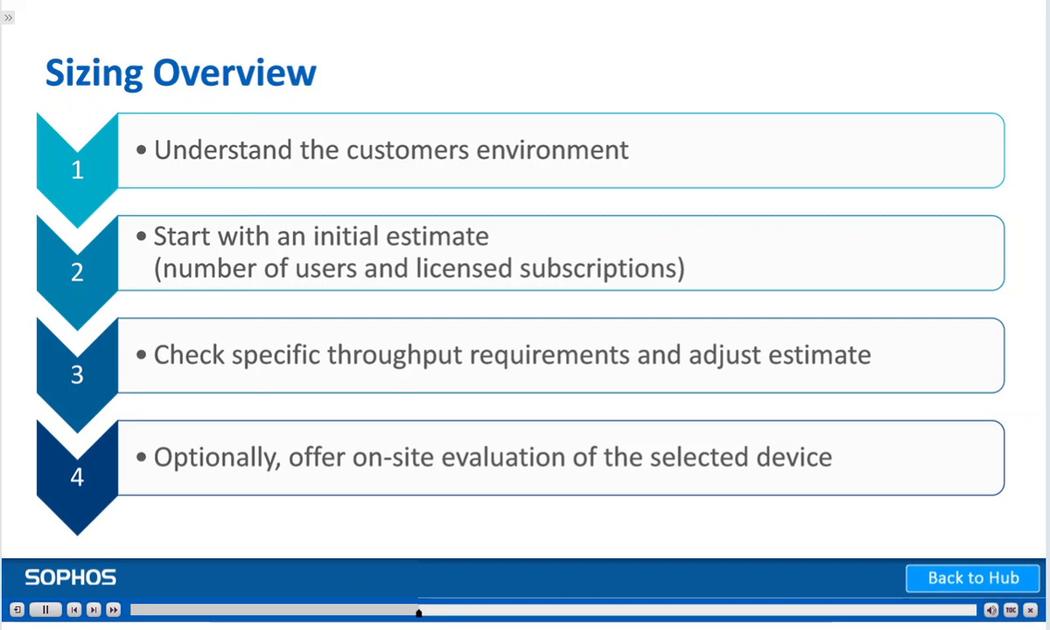There are 4 steps to effectively sizing hardware applications. Understand the customer's environment, including user behavior, application usage, and the network and server infrastructure. Starting with the number of users to be protected by the device, the subscriptions licensed, and the information gathered about the customer's environment, derive an initial estimate. Check for any specific throughput requirements and compare these to the hardware specifications. Adjust the initial estimate accordingly, and optionally, offer an on-site evaluation of the selected device to validate the sizing in complex scenarios.